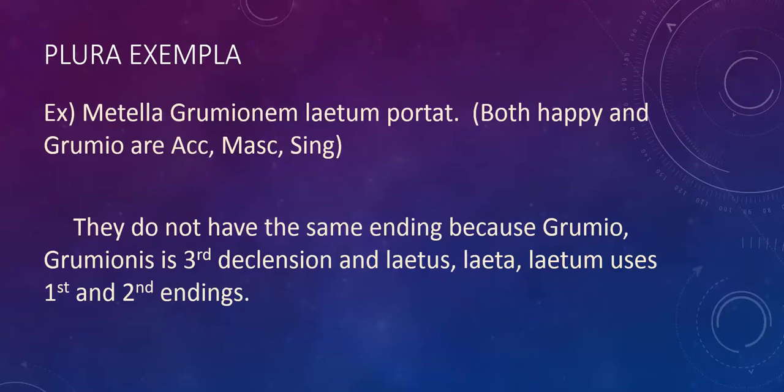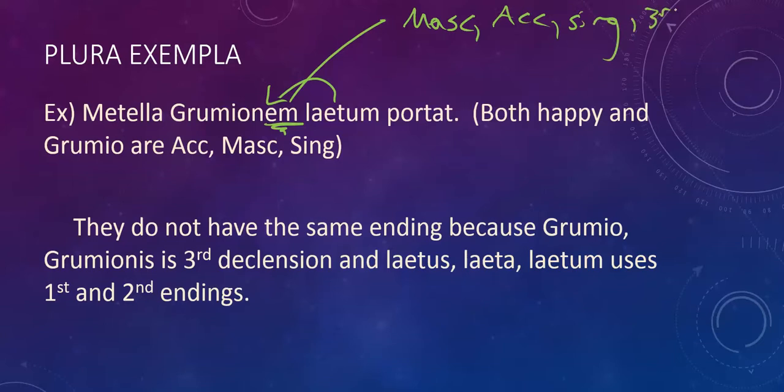Another example: Metella grumionem lightum portat. Notice that lightum is describing Grumio in this sentence. I know it has to describe Grumio because of the endings. So Grumio is a guy, so he's masculine. He's accusative, and there's only one of him. He's also third declension. That's where that EM is coming from.